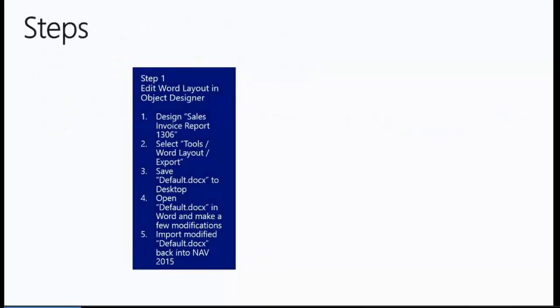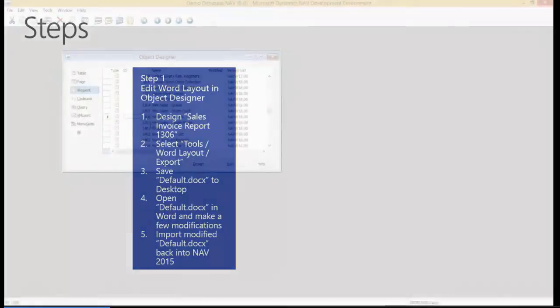So we're now starting step number 1, and we will edit the Word layout in the Object Designer. We will design the sales invoice report 1306. We will select Tools, Word Layout, and export the Word document. We will save it to the desktop, and we'll open it in Word, and we'll make a few modifications in Word, and then we'll import it back into NAV 2015 again.